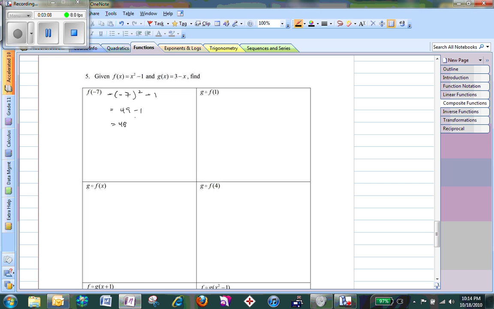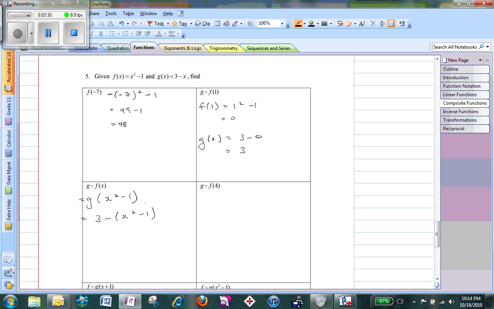G of f at 1, I'm going to try this by breaking it down. F at 1 is 1 squared minus 1, which is 0. G at 0 is 3 minus 0, which is 3. Let's find G of f of x. Well, that's G at x squared minus 1, which is 3 minus bracket x squared minus 1.